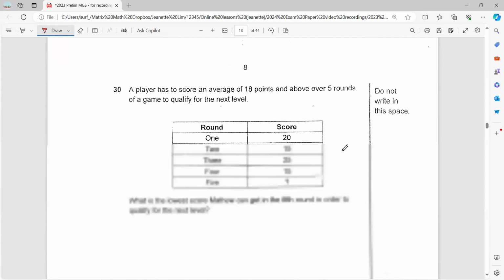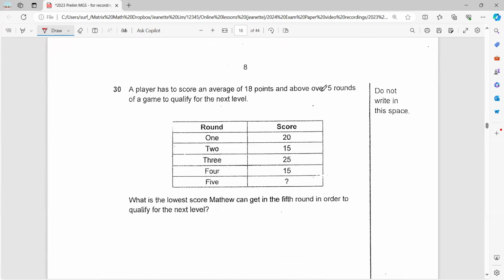Last question, question 30. A player has to score an average of 18 points and above over 5 rounds of a game to qualify for the next level. So what is the lowest score Matthew can get in the 5th round in order to qualify for the next level? Okay, so first, what does he need to score? Average of at least 18 for over 5 rounds. So the total is supposed to be 18 times 5, the minimum total, which is 90.